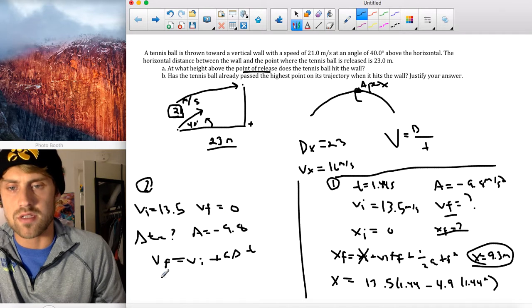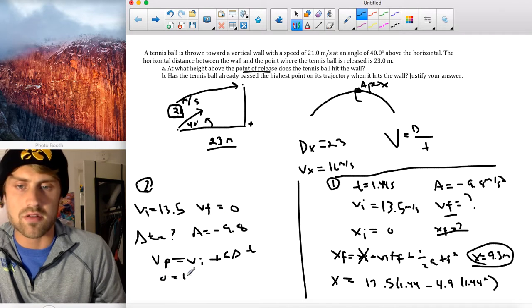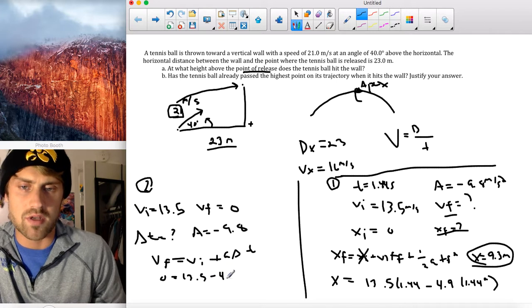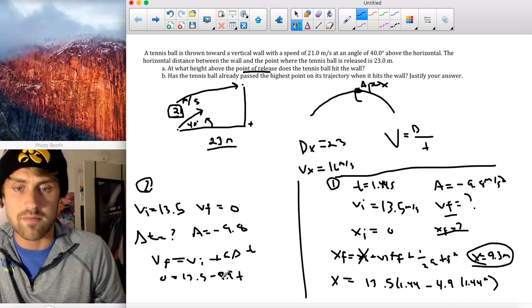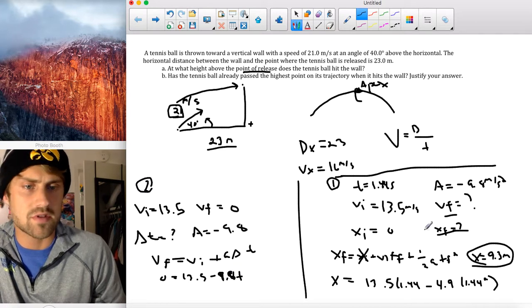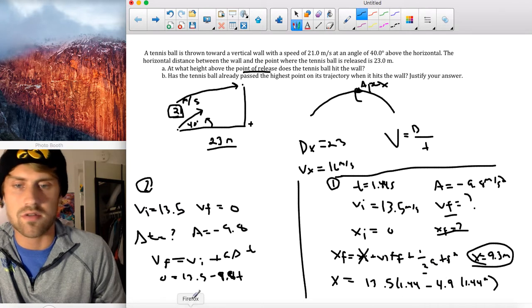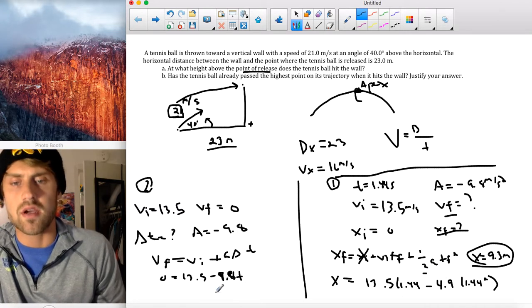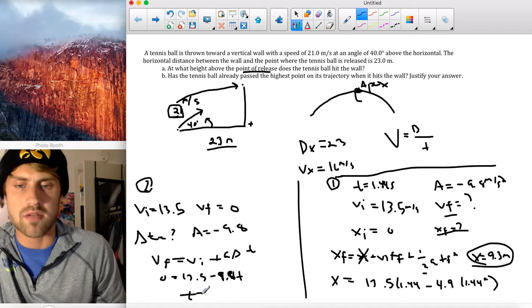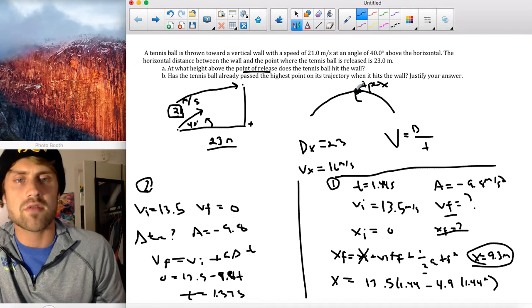VF is going to be 0 is equal to 13.5 minus 9.8 t. We don't have to multiply it by 1/2, so it's minus 9.8. I solve for that and I find out my time is equal to 1.37 seconds. So at 1.37 seconds, I hit my apex.